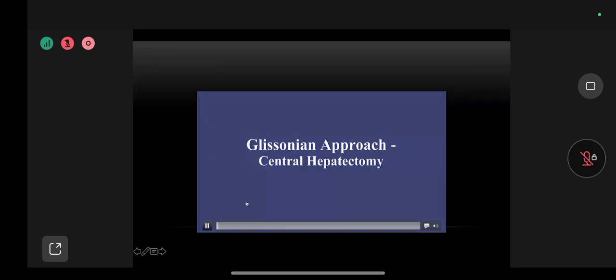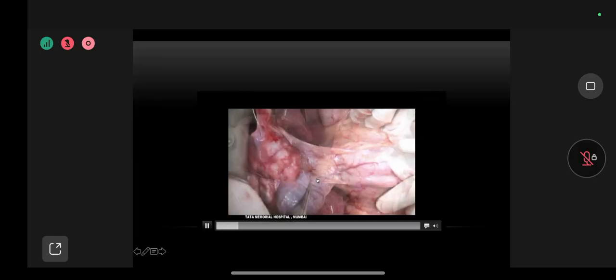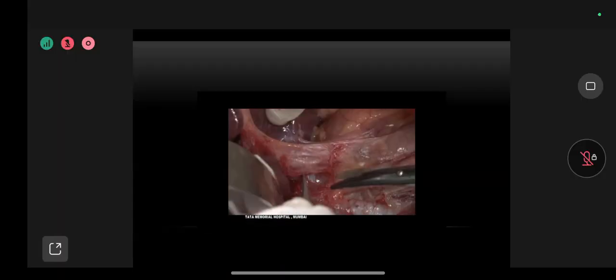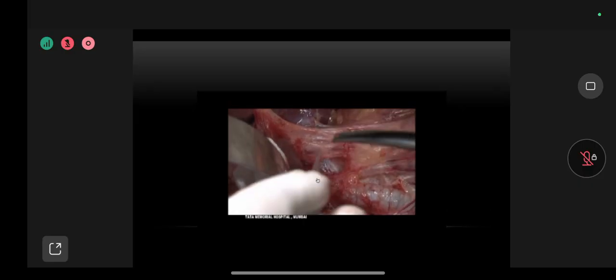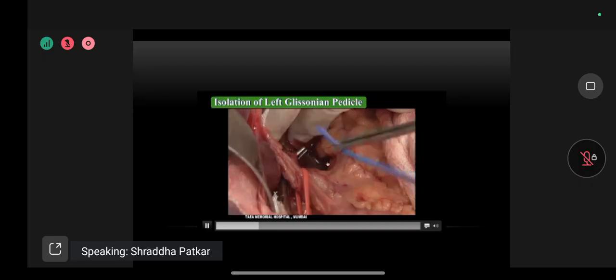So the Gleasonian approach can be done for any kind of tumor. It can be done for right, left. It is well suited for centrally based tumors because you get good access to the porta. This was essentially a segment 4B5 lesion where, once we achieved portal control, we were able to loop both the pedicles. This is the left.